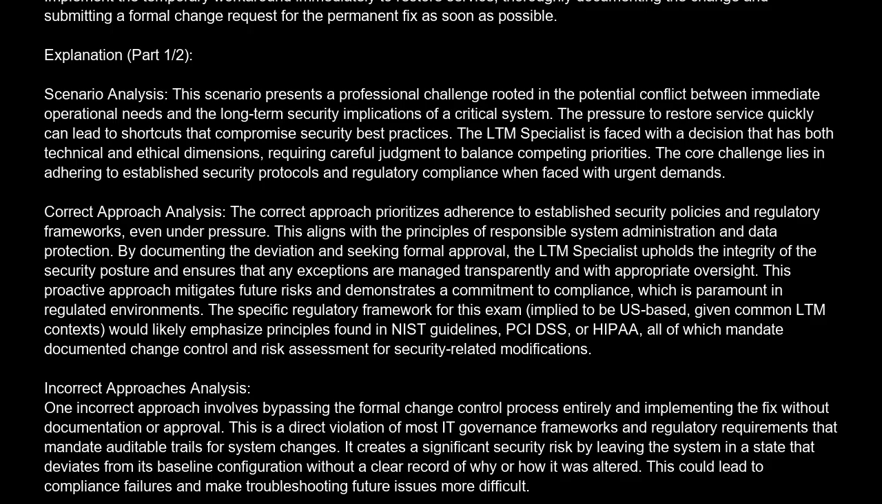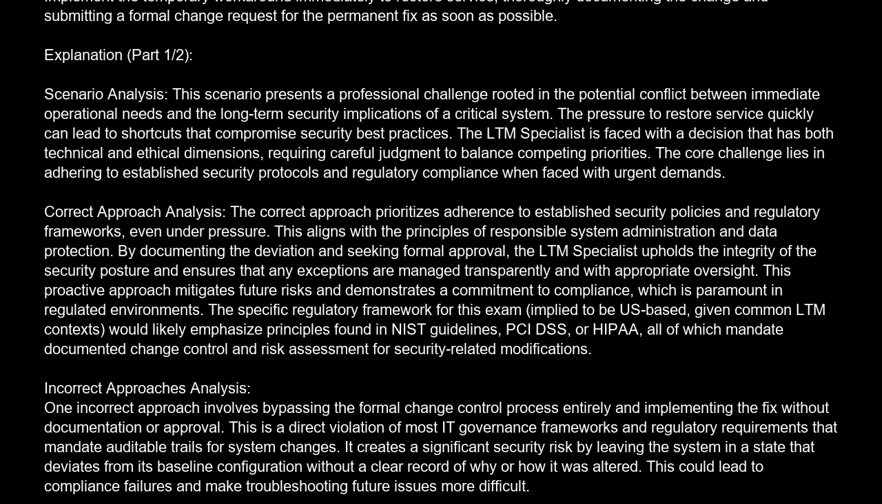The pressure to restore service quickly can lead to shortcuts that compromise security best practices. The LTM specialist is faced with a decision that has both technical and ethical dimensions, requiring careful judgment to balance competing priorities. The core challenge lies in adhering to established security protocols and regulatory compliance when faced with urgent demands.